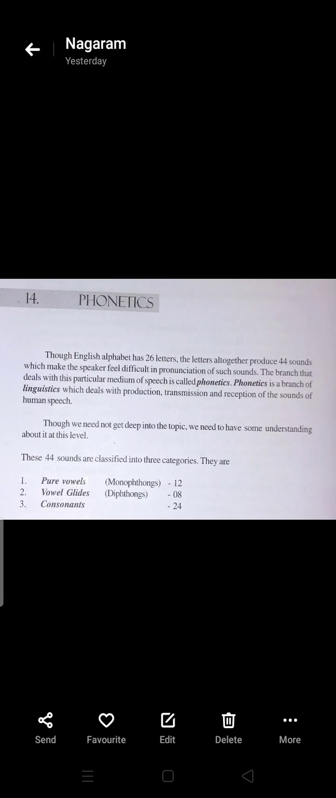Today's lecture is on phonetics. This is the second lecture on sounds of the English language. Already we discussed the vowel sounds and also how 44 sounds occur in the English language. Already I told you, though the English alphabet has 26 letters, the sounds are 44.